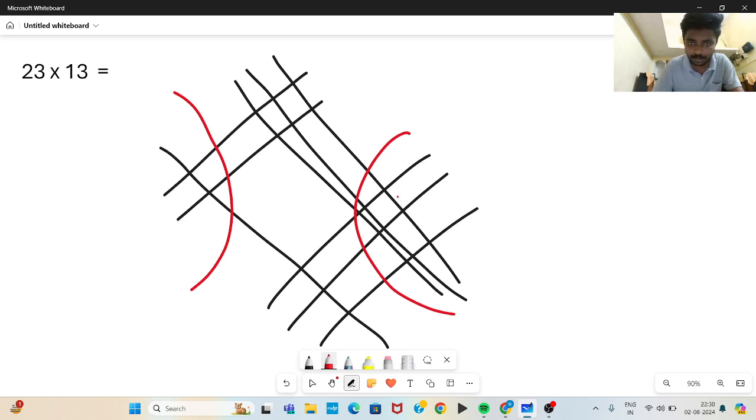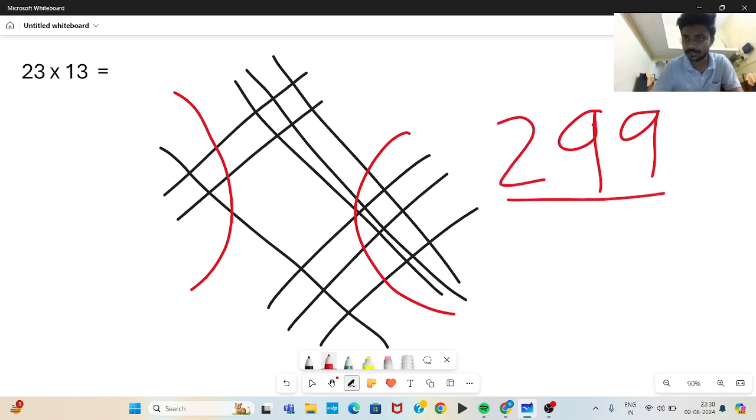Now we have to just count the dots. 1, 2, and 3, and 3 times 3 is 9. Now we'll count the dots here, 1, 2, 3, and 3 times 2 is 6. 6, 7, 8, and 9. So 9 dots. Similarly, here we have 1 and 2. So 299 is the answer. Did you understand how we multiplied these without even multiplying actually?